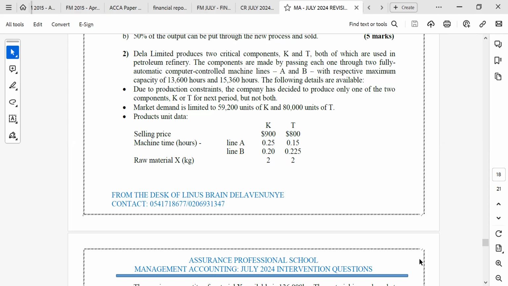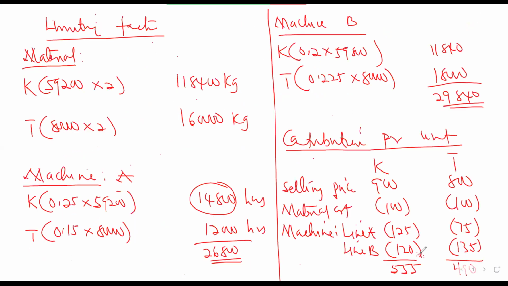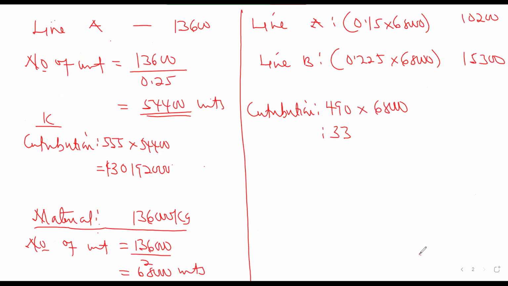So if we can produce, then what will be the contribution from producing that? We just compare the contributions and make our decision. The contribution will be 490 multiplied by 68,000 units. How much are you getting? $33,320,000. Contribution is 490, not 190. Okay.